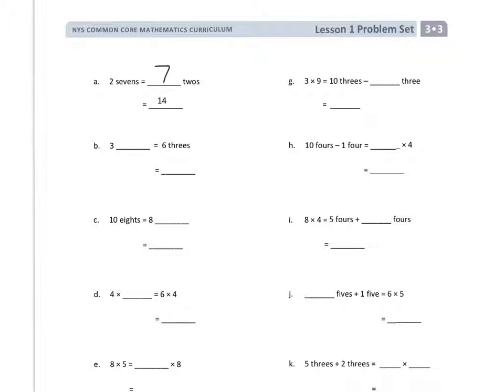This is A. Now we're going down. We're not going across. Don't do that. Don't do it. Go down B. 3 6s is the same as 6 3s, and that is, if you count by 6 3 times, that's 6, 12, 18, or use your chart on the front. Coming down here, 10 8s equals 8 10s.